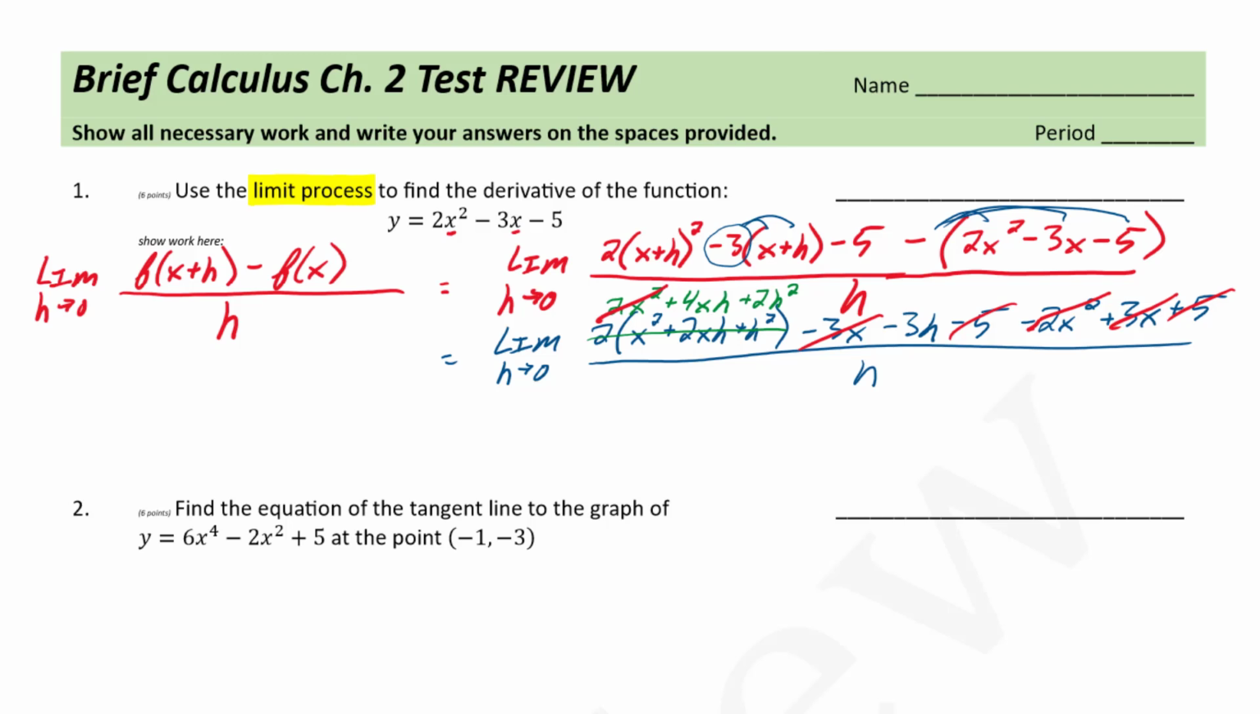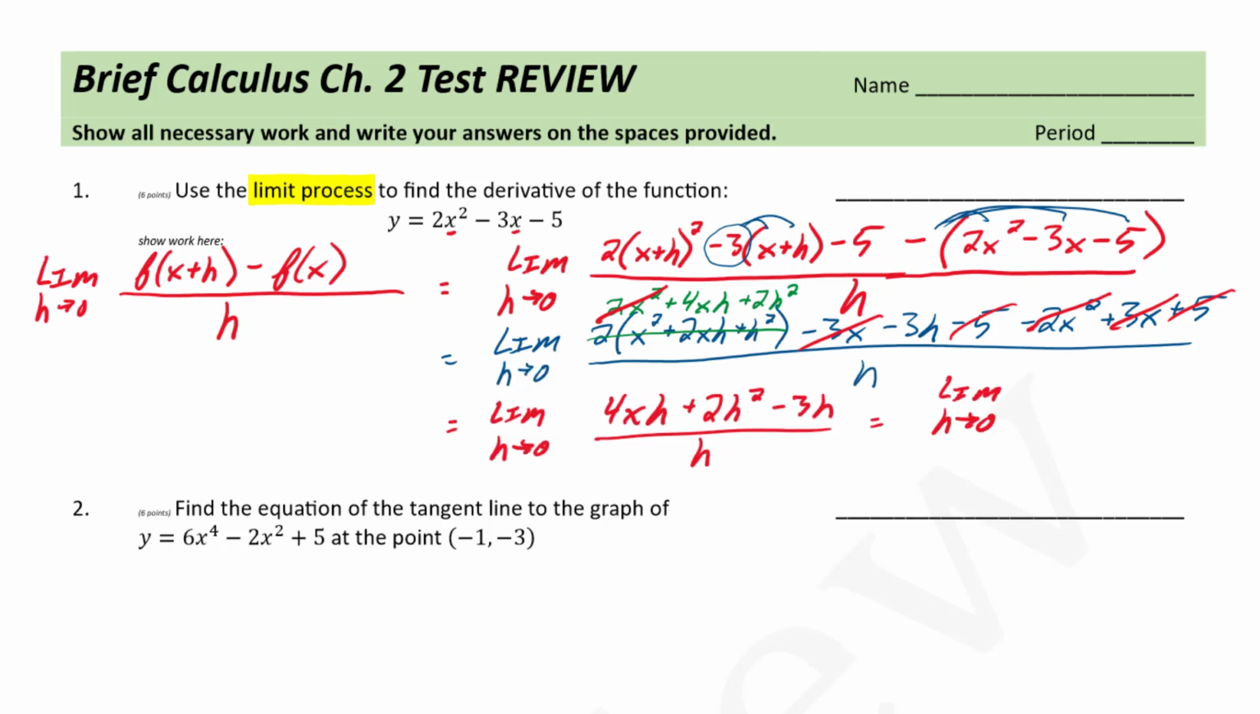So altogether, if I clean this up a little bit, I've got the limit as h approaches 0 of 4xh, plus 2h squared, and a negative 3h. Do a quick glance through. Do I see any other terms that are still there? Nope. So it's all over h. At this point I should be able to reduce all of the h's down, and then the last step will be plugging in the h equals 0 portion.